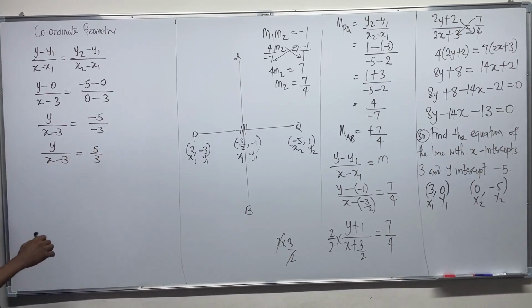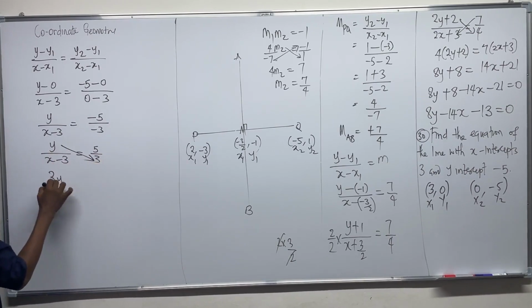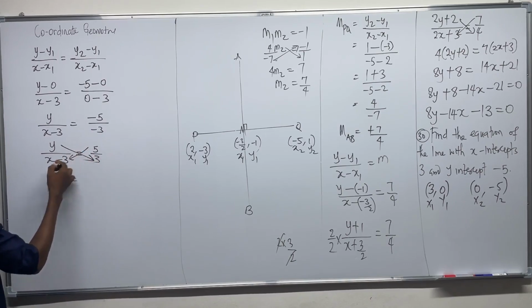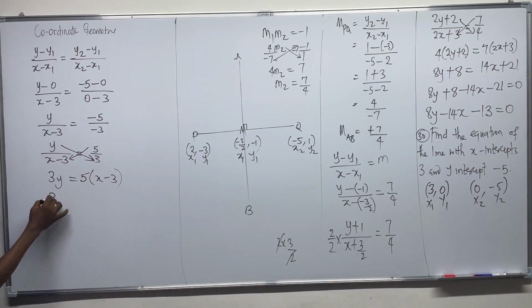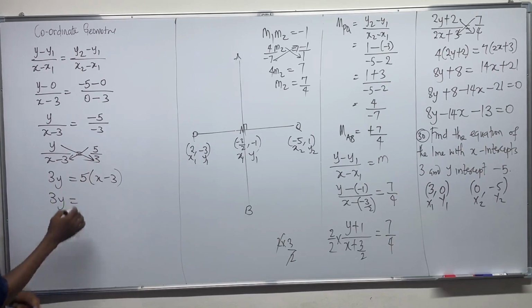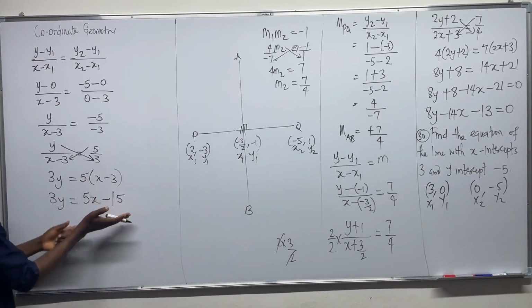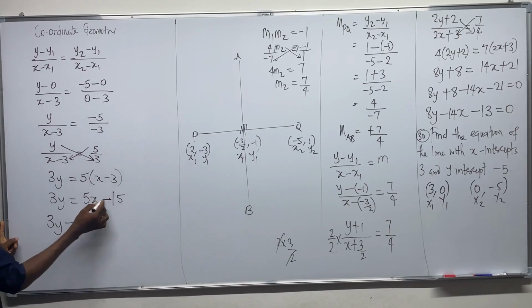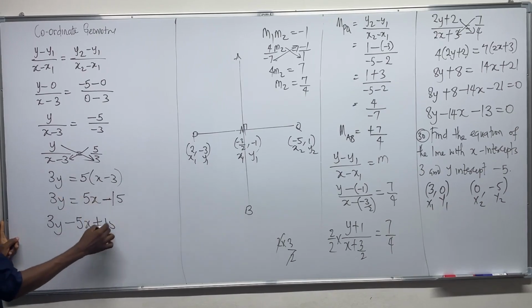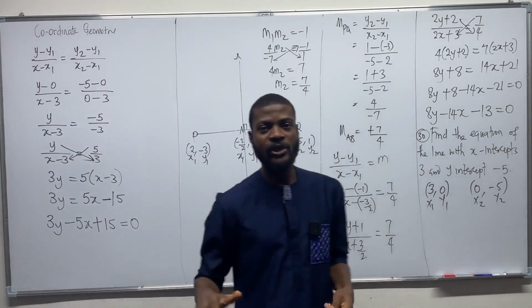Next thing I'll do is to cross multiply. So y times 3 will give me 3y, equal to 5 times the bracket x minus 3. So next, this will be 3y equal to 5 times x, which is 5x, and 5 times minus 3 is minus 15. Now I want to move everything over to the other side. So this becomes 3y minus 5x. If this minus 15 comes over, it will become plus 15. And this will now be equal to 0. So that's how we solve this problem.